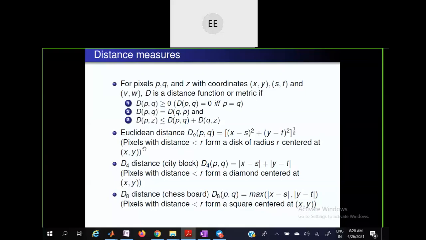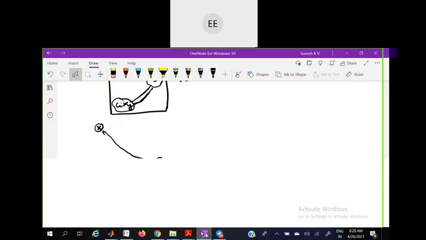Now there are 3 distance measures. The first one is Euclidean distance. By definition, the Euclidean distance between P and Q, where x comma y is the coordinate of P and s comma t is the coordinate of Q, is: x minus s squared, that means the x coordinate of the first pixel minus the x coordinate of the second pixel, plus y minus t squared, all under the square root.